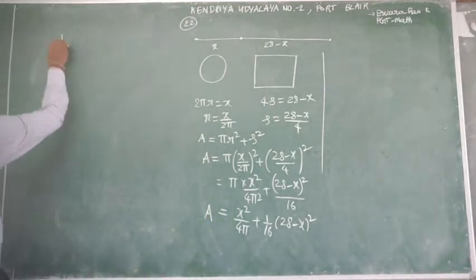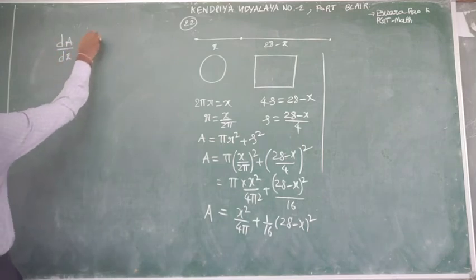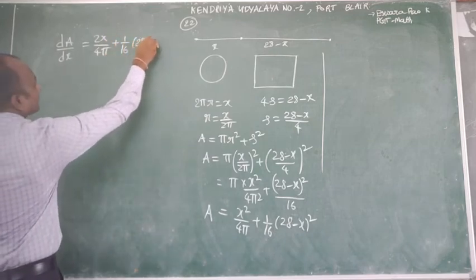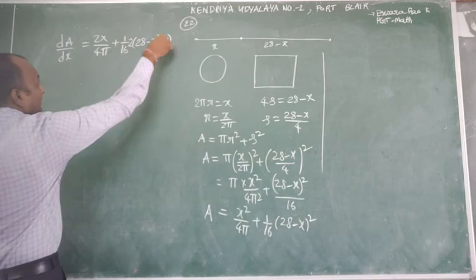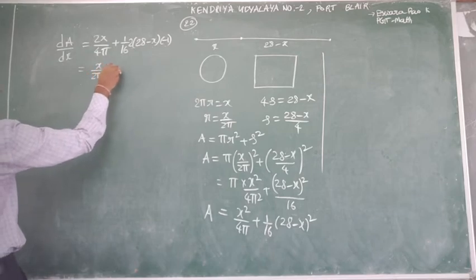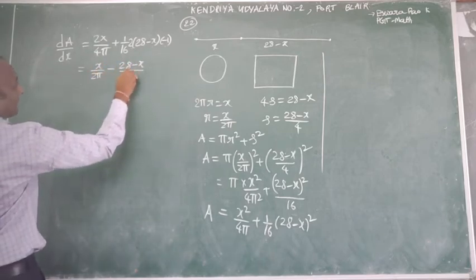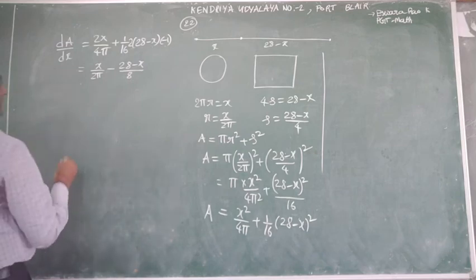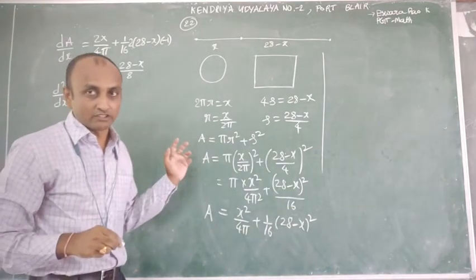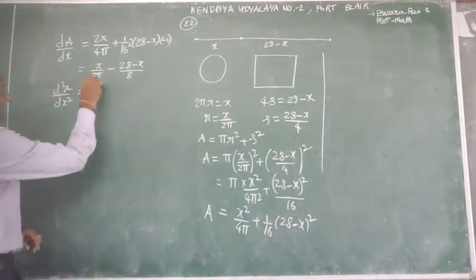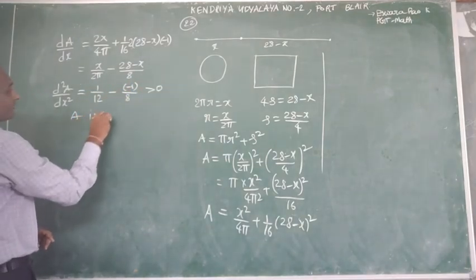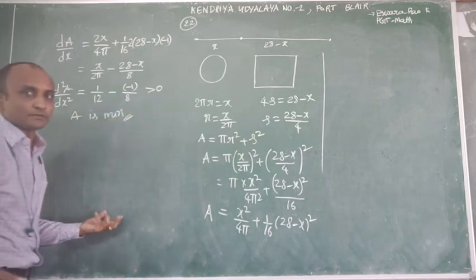See, dA by dx is equal to 2x by 4 pi plus 1 by 16 into 2 into 28 minus x into minus 1. Simplifying by 2, x by 2 pi minus 28 minus x by 8. So d square A by dx square, I am not doing the first derivative test equal to 0 yet, I will do it. It is 1 by 2 pi plus 1 by 8, which is always greater than 0. Therefore, area is minimum. Just proved the combined area is minimum.